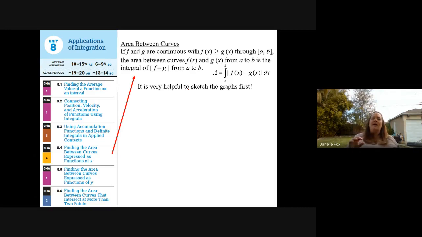If you just wanted the area between two curves, you're basically just taking the top curve right here, the one that's on top, and then minus the bottom curve over your interval.